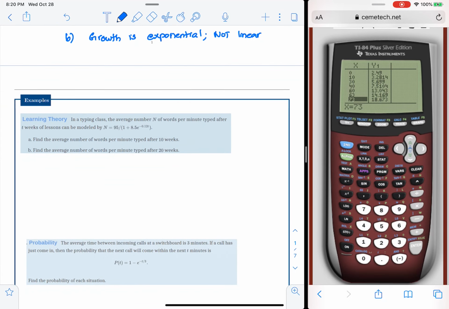Here is another example that uses exponentials, natural exponents. So in a typing class, the average number of words per minute typed after t weeks of lessons can be modeled by the expression n of t equals 95 divided by 1 plus 8.5 e raised to minus 0.12 t.